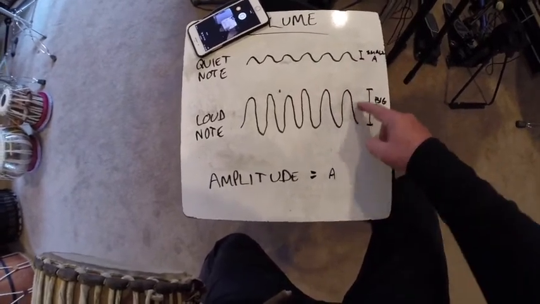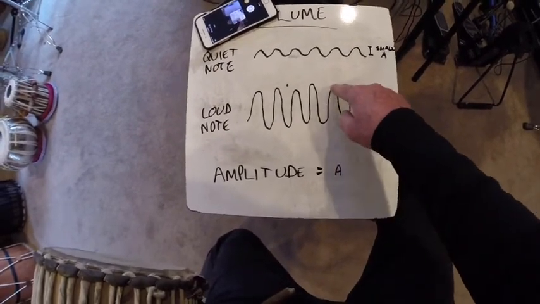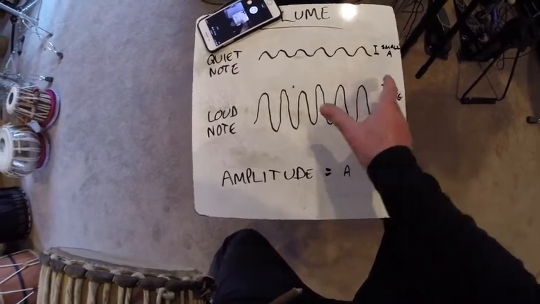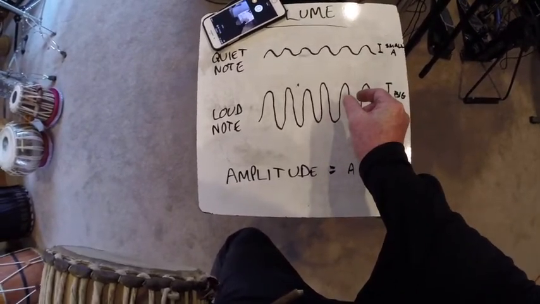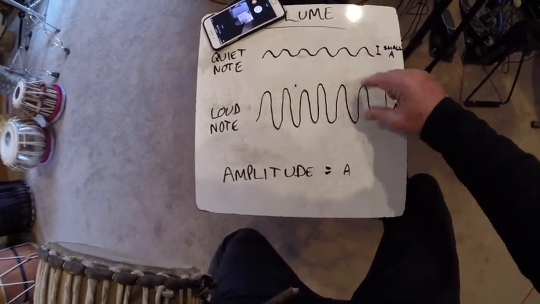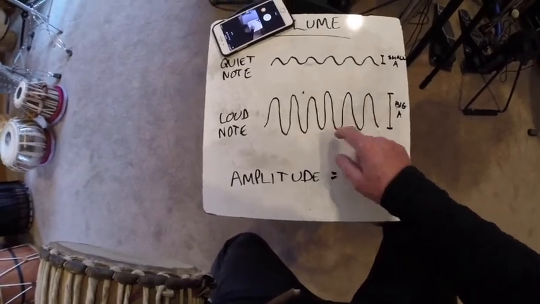Now, amplitude, notice, is the wave height instead of the wavelength. That's the pitch. If I change the distance between these waves, if I squeeze them together, I get a higher note. If I stretch them out, I get a lower note. But now we're talking about how tall the waves are. Louder is going to be these taller waves.